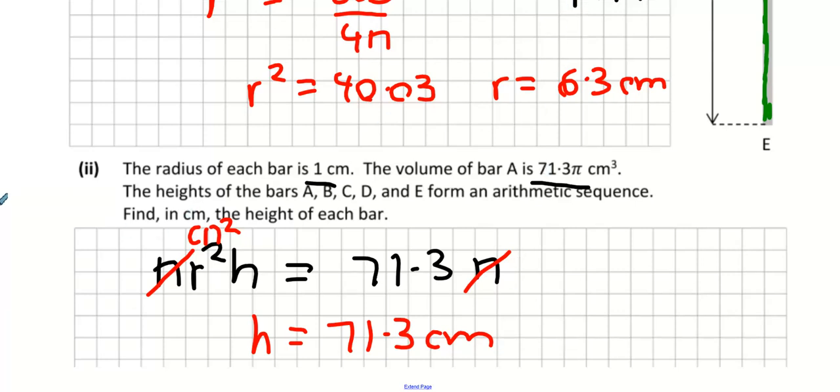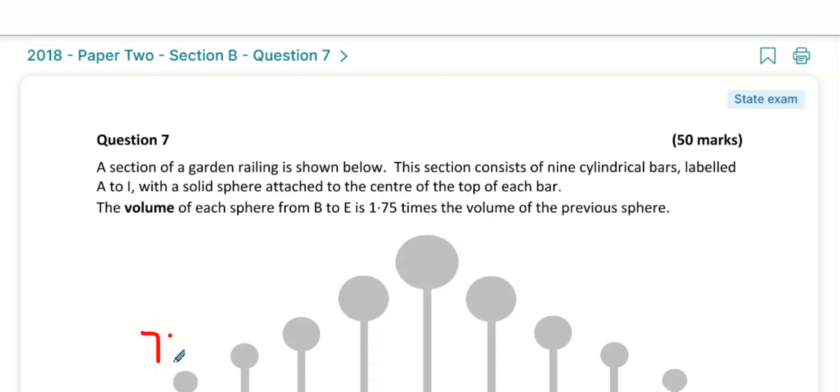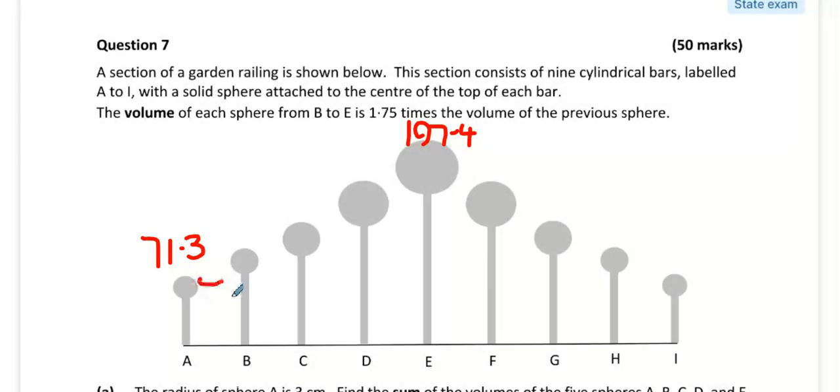All right, guys. So here's what I'm thinking. This one here is 71.3, isn't it? And what was the tallest one again? We'll take away the 107.4. Now, guys, arithmetic sequence works like this. It goes up the same difference every time. So that goes up D, D, D, D. Now we're just talking about the height of the bar here.